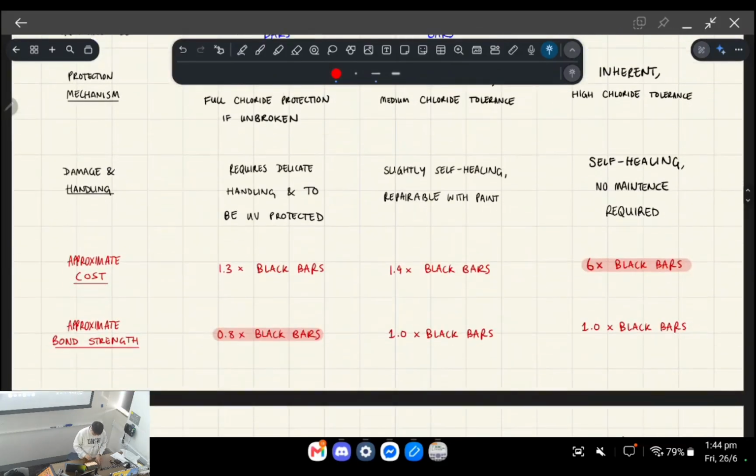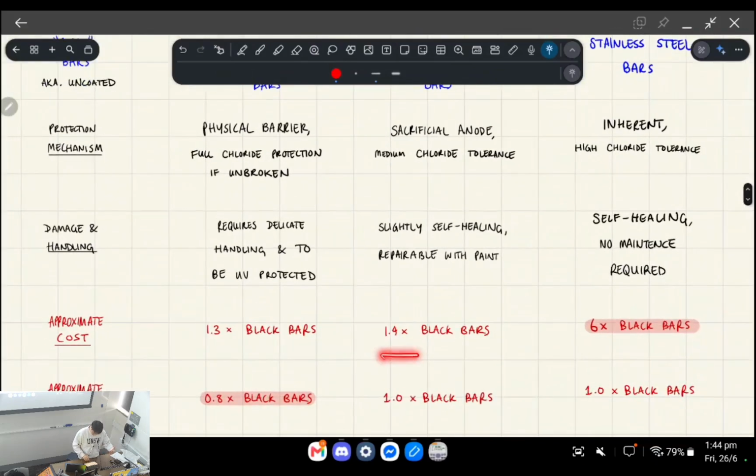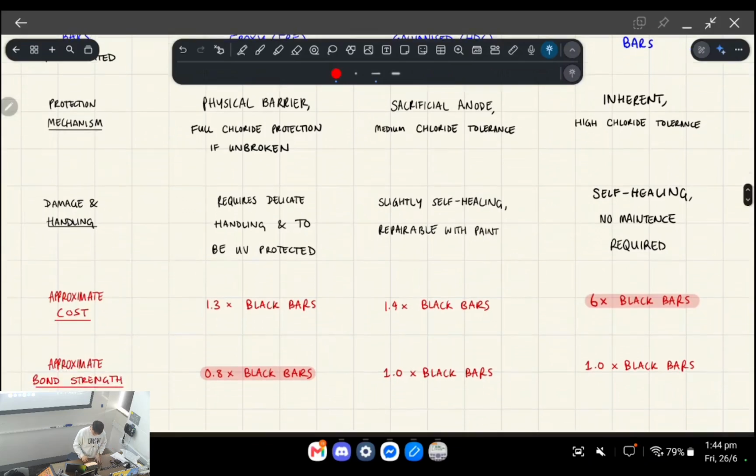but I'll tell you why it's a problem, okay? So you've got black bars, right? And essentially fusion bonded epoxy is the cheapest option, but it still costs you essentially 30% on top of whatever you'd pay for the black bars. Galvanized bars cost you about 40% on top of what you would pay for black bars, but stainless steel costs around 6 to sometimes 8 times as much as the black bars.